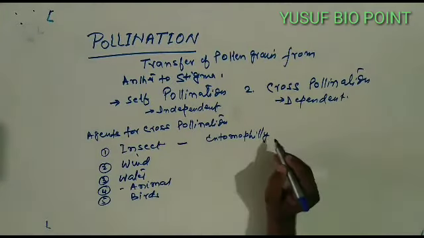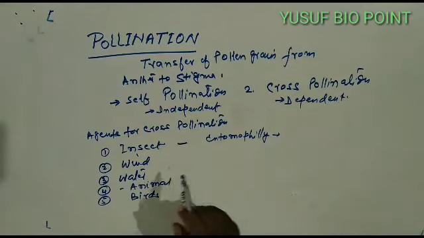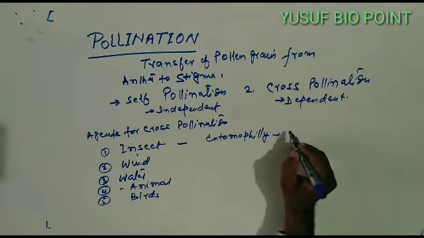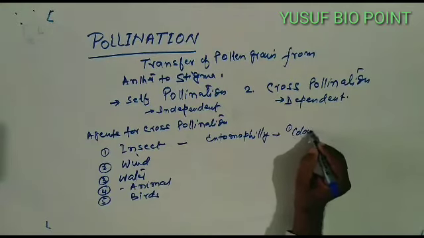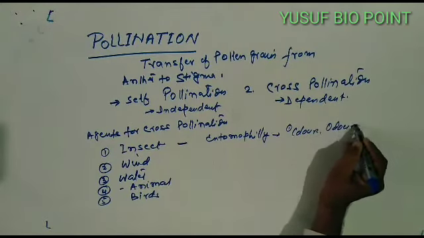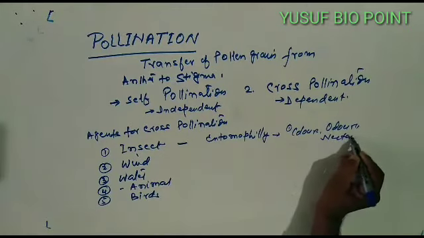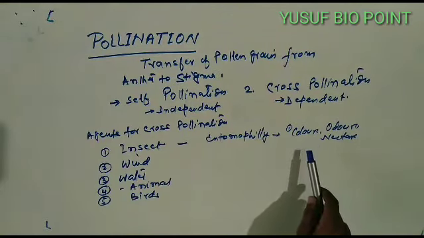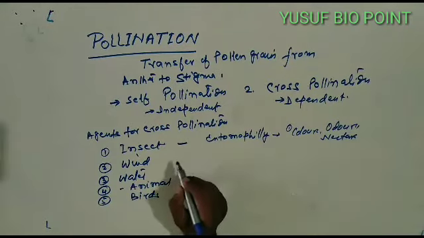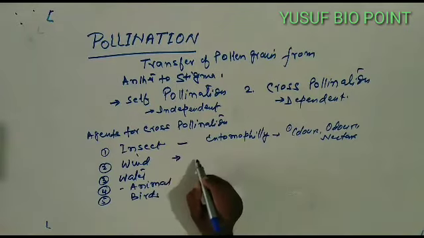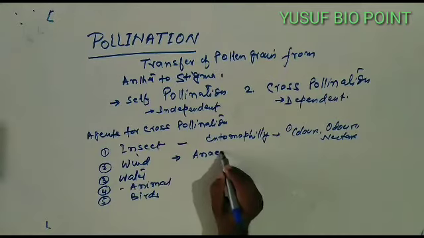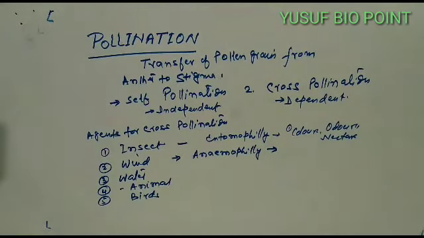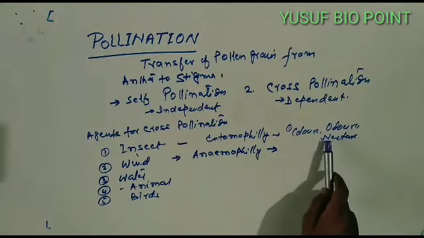Those flowers which are pollinated by insects have certain characters, that is colors, odors, and nectars. These are found in these flowers, and due to that the flower attracts insects and helps in pollination. Pollination by wind is anemophily. They are pollinated by wind in those flowers where these things are absent.